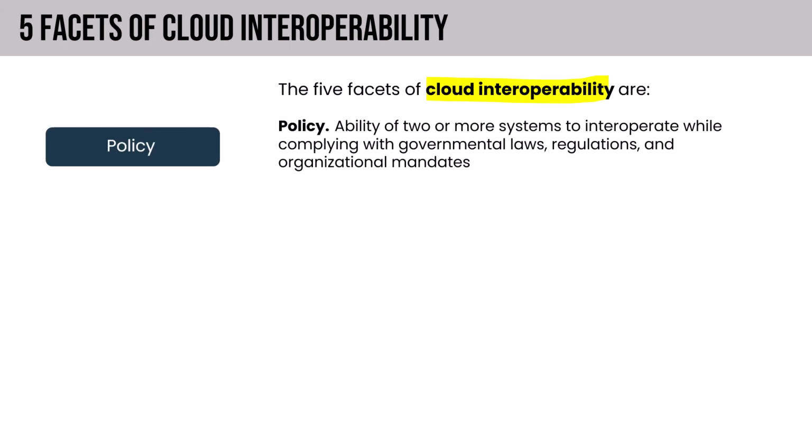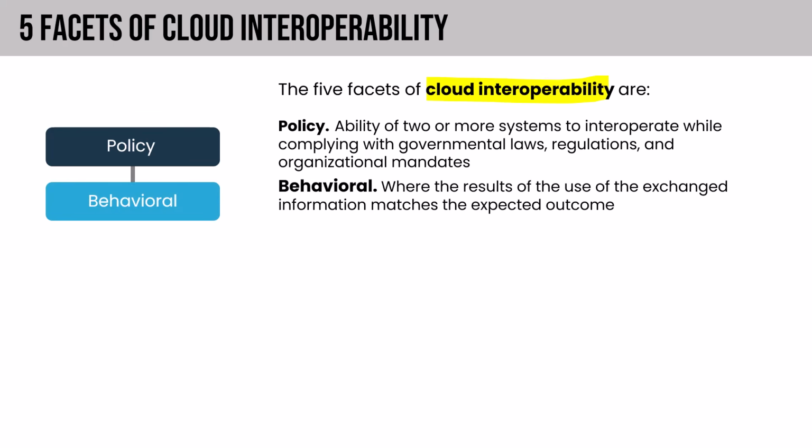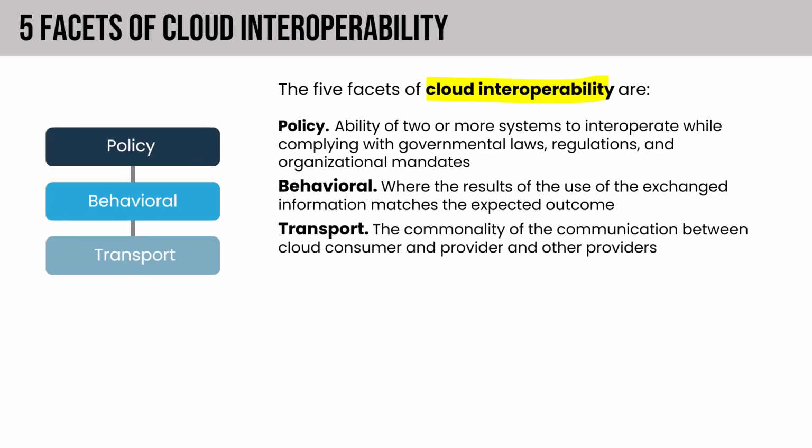The first is policy, the ability of 2 or more systems to interoperate while complying with governmental laws, regulations, and organizational mandates. The next is behavioral, where the result of the use of the exchanged information matches the expected outcome. The third is transport, the commonality of the communication between cloud consumer and provider and other providers. And this really speaks to known, standard, secure methods of transport. HTTPS, for example, or various message queuing standards.